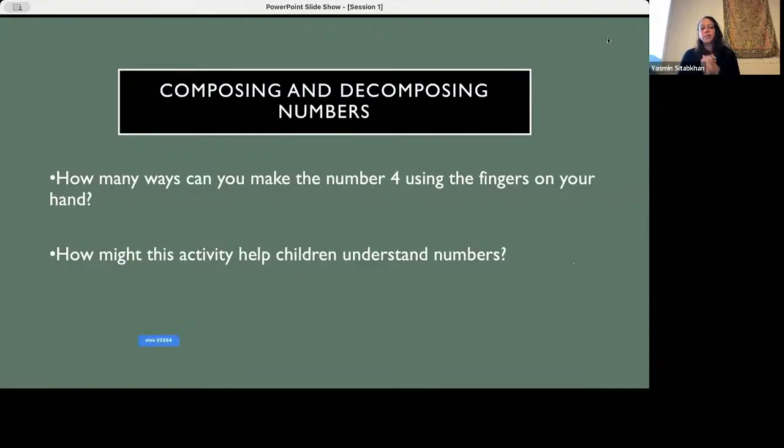So when we decompose numbers, there are different ways to make a number. If you have the number 4 or the number 5, there are ways that you can decompose, which means to break the number up, and compose, which means to put it back together. Why do you think this is important? Why would composing and decomposing using your fingers help the child understand the number 4? Remember, we're not talking about addition here. We're not talking about putting together. We're talking about number and composing and decomposing.